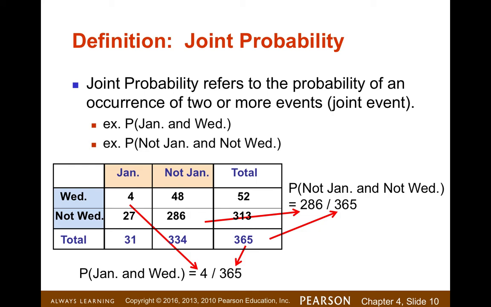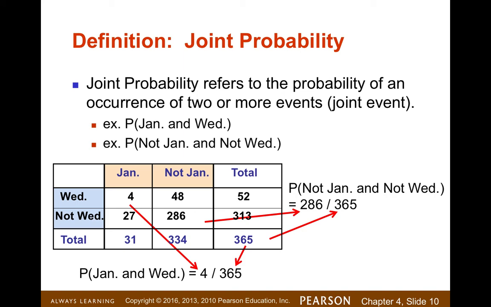Probability of not January and not Wednesday: you just follow the row and follow the column of not Wednesday and not January. So you see that you have 286 in that particular cell. So when you've got a contingency table like this, finding joint probability is very easy as long as you set your table up in the way that the questions are phrased.